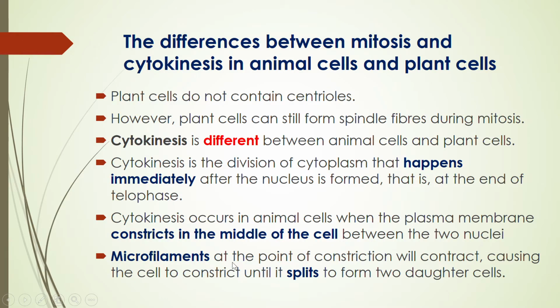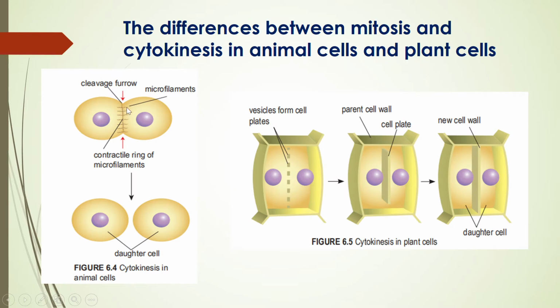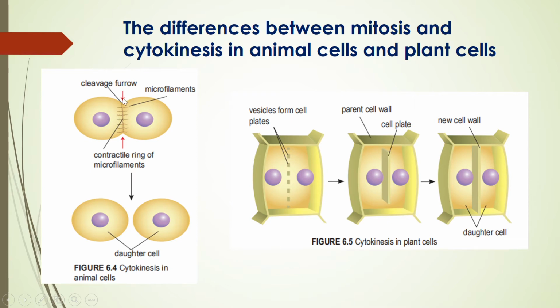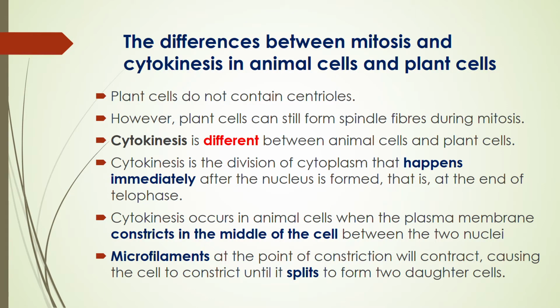Microfilaments at the point of constriction will contract. So these are the microfilaments. They will contract in the middle of the cell, between the two nuclei. So the microfilaments at the constriction will contract, causing the cell to constrict until it splits, forming two daughter cells. It will end up splitting the cell. So those are the differences in cytokinesis between animal cells and plant cells.